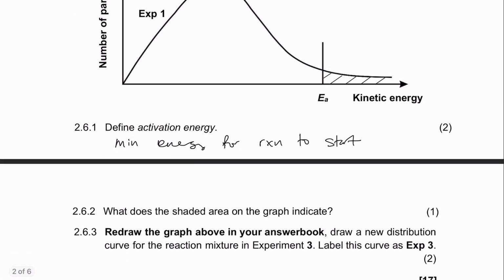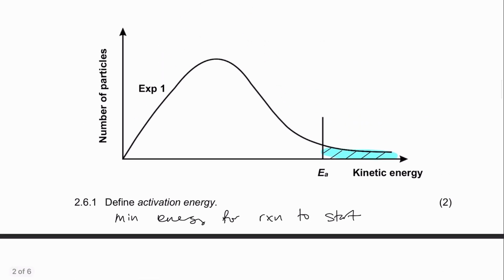2.6.2, what does the shaded area of the graph indicate? So they are asking about this area right here. So that represents the fraction of particles, or the amount of particles or molecules that have enough EK to react, right? So the area under this curve represents all the molecules, all the particles, and the shaded region represents just that small amount of particles or molecules that have enough energy for the reaction.